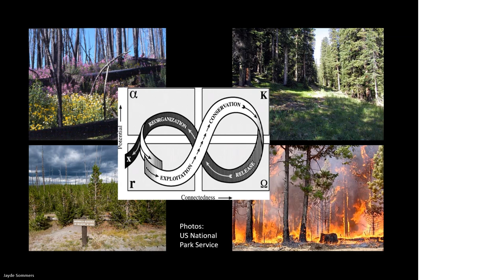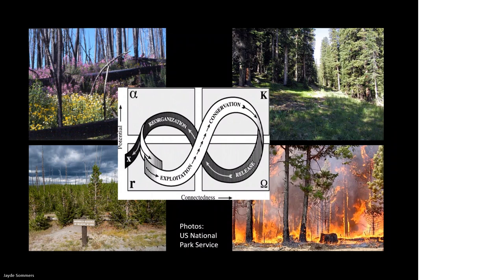There's a massive release. The organisms within species are destroyed. There's a complete release of everything. And very rapidly, the system moves into what's called the omega phase, which is a phase of just release. The system is collapsing. It's giving up its property. It then cycles in the back loop into the alpha phase of reorganization.